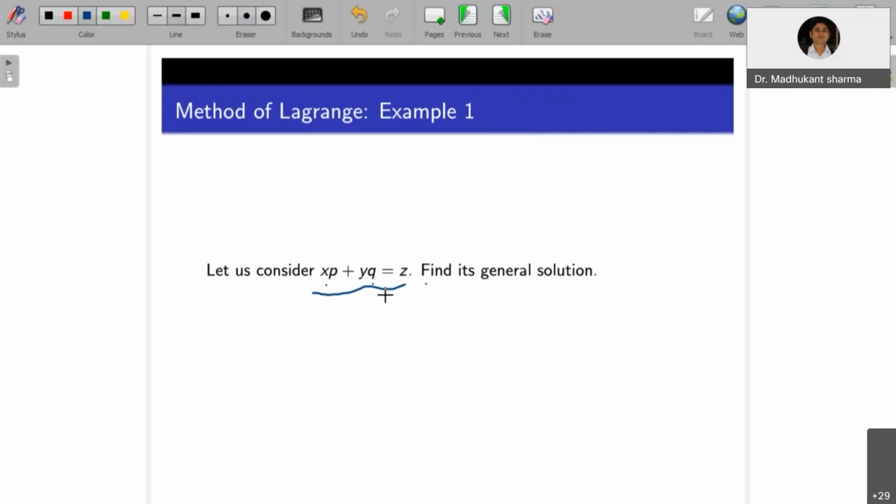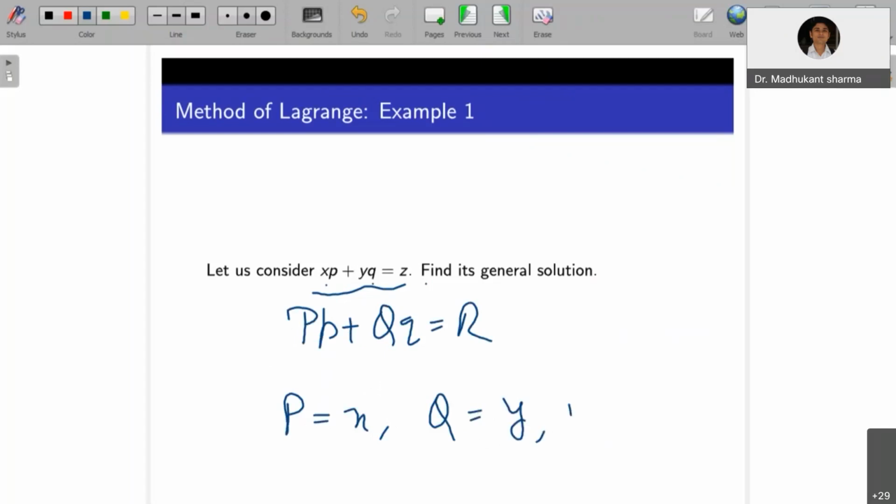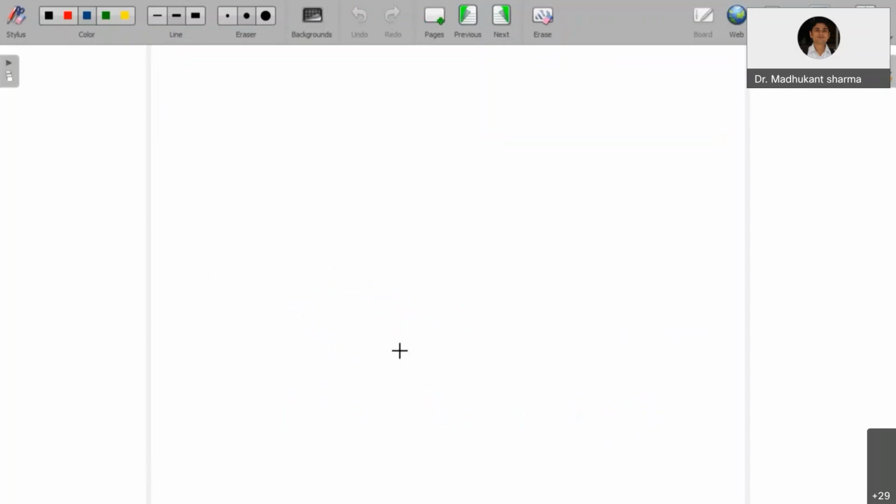Now, if you compare with Pp plus Qq equals R, what you will observe is P equals x, Q equals y, and R equals z. Now we are going to use the method of Lagrange. We are going to find two families, u(x,y,z) equals A and v(x,y,z) equals B, for the Lagrange equation.